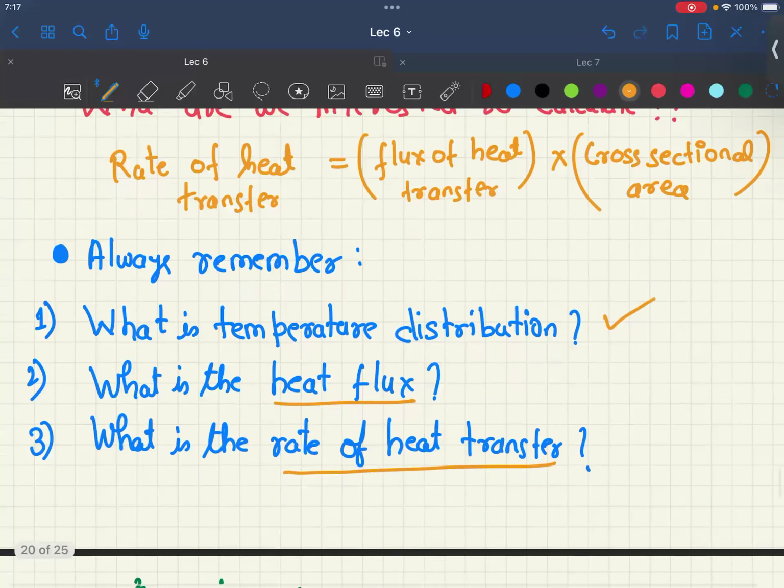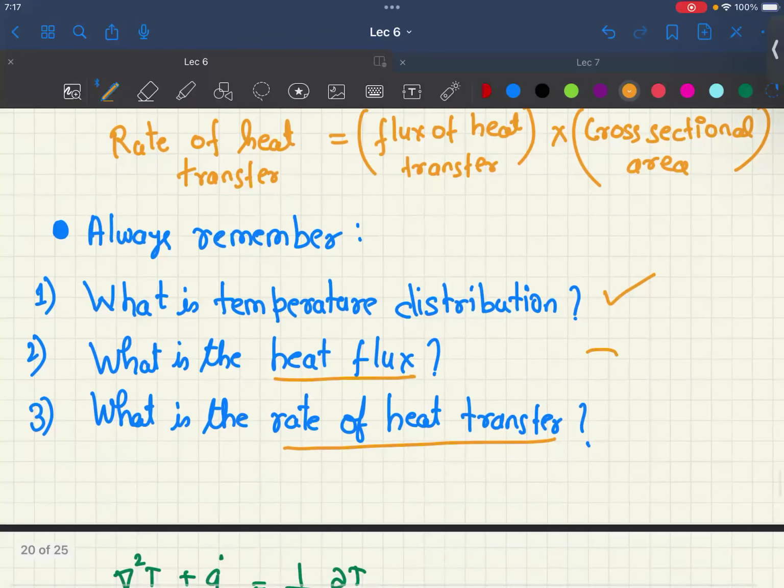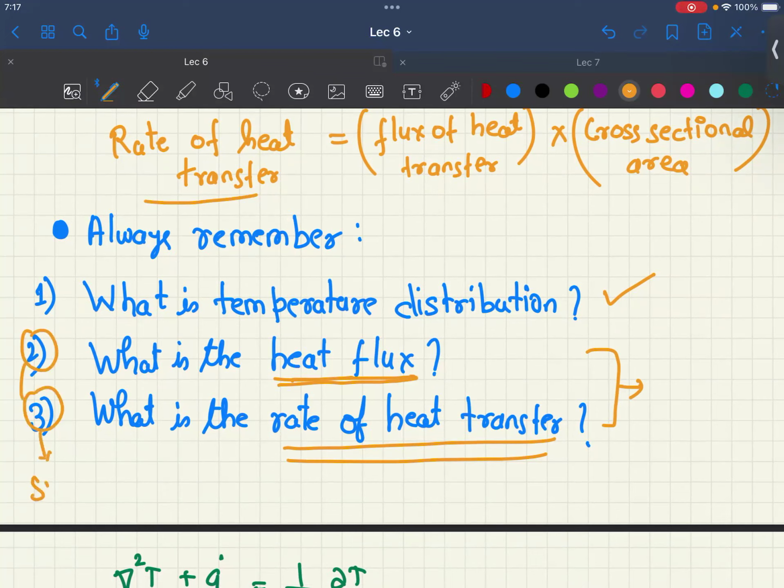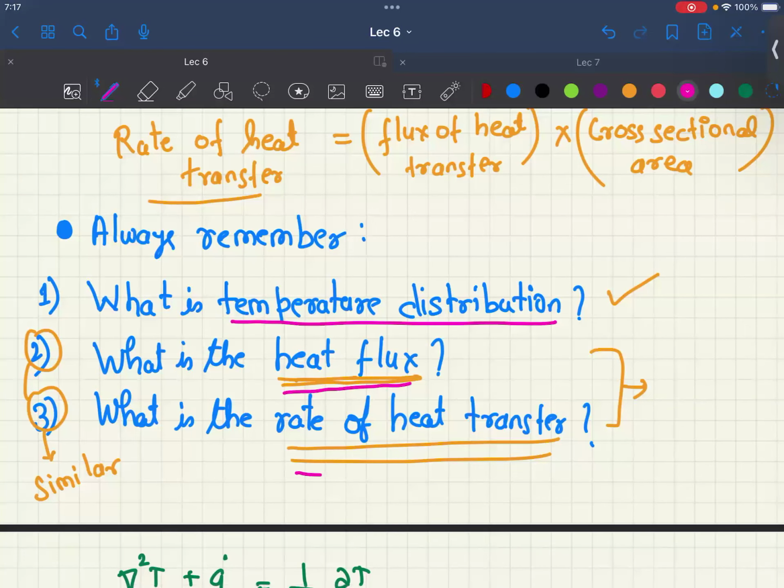So basically these two points are the same thing. Once we know the flux of heat transfer, we can compute the rate of heat transfer, and conversely, if we know the rate of heat transfer, we can just divide it by area and calculate the heat flux. So these two questions are essentially the same. What we are always interested in is first the temperature distribution inside the slab. Once we know this, the next question is, what is the heat flux or the rate of heat transfer throughout the system?